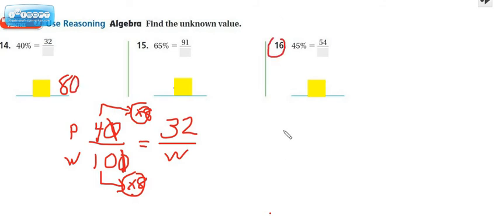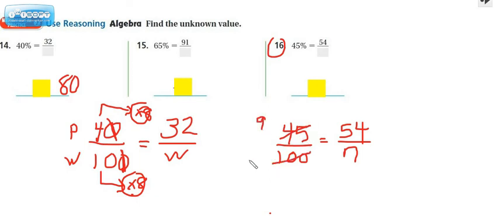If we were to do this one, this is the same as 45 over 100 equals, and then they have 54 over some number. All right, again, because 45 is not compatible with 54, let's simplify it. How about we divide by, let's start with 5. Divide by 5, we get 9. Divide this whole thing by 5, and we get 20.